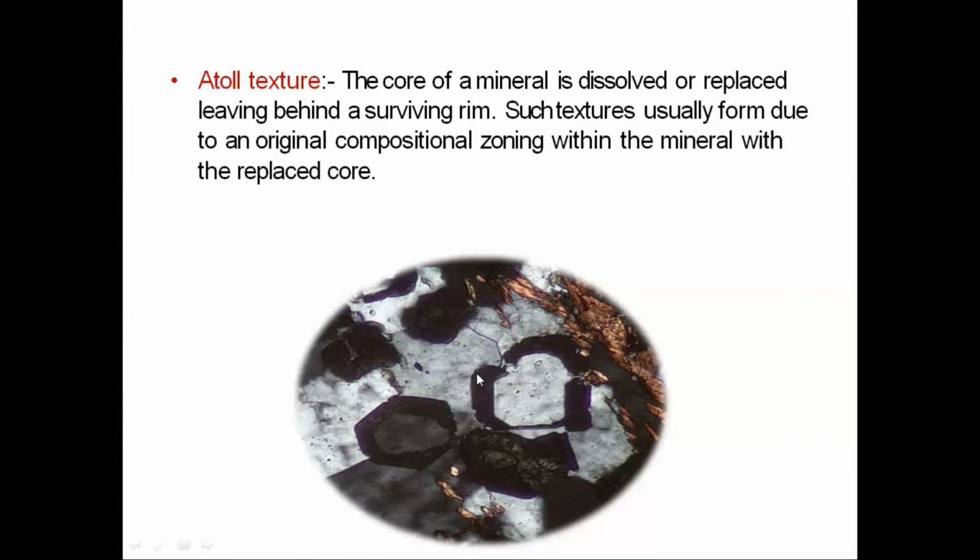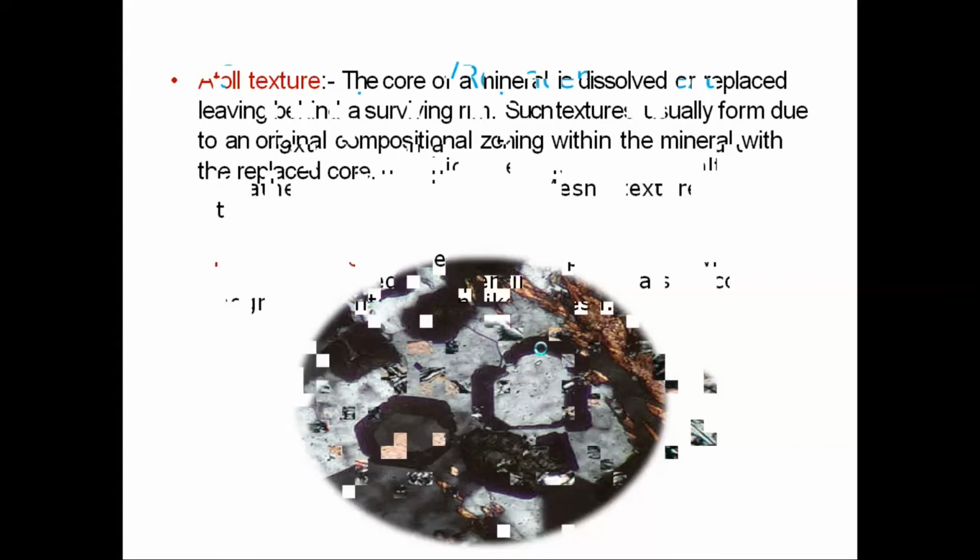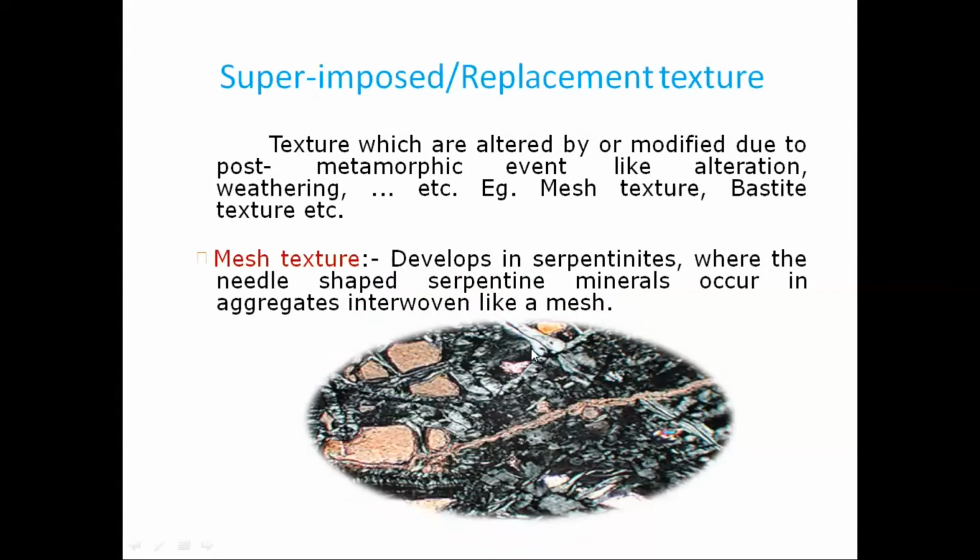Atoll, because the shape matches the shape of atoll reefs. And you can see here the internal composition doesn't match the margins. Superimposed replacement textures are the result of events that happen after metamorphism, like alteration, weathering, or hydrothermal fluids that happen later in the life of a metamorphic rock.